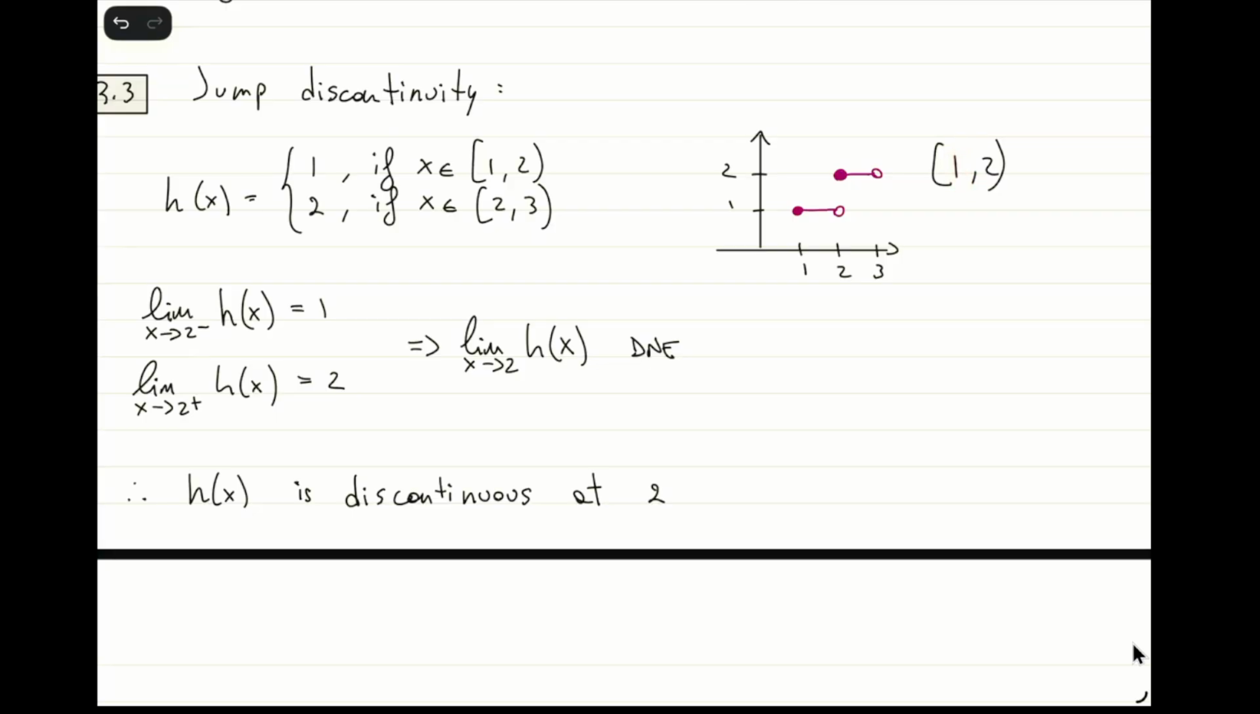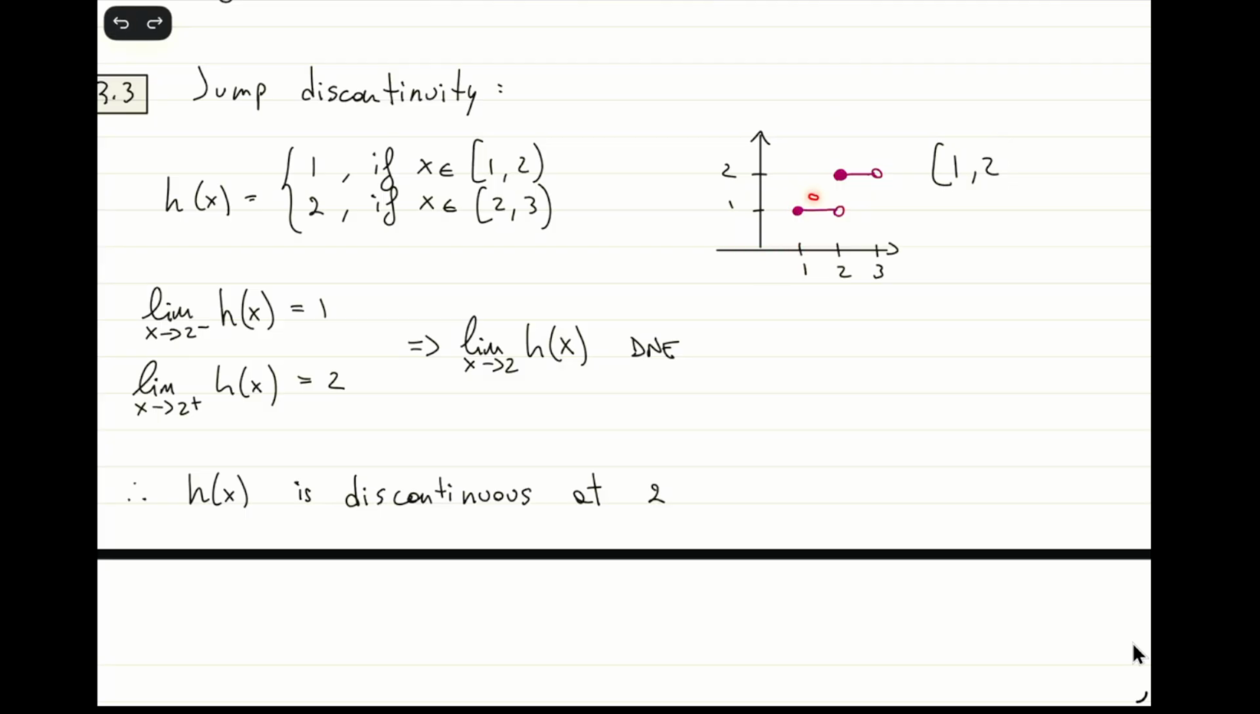Now, if we add another segment down here, maybe a 0, like this, would the function be continuous? Remove this from your mind. Will this function be continuous? Of course not, because we have the jump. We would have the jump discontinuity.